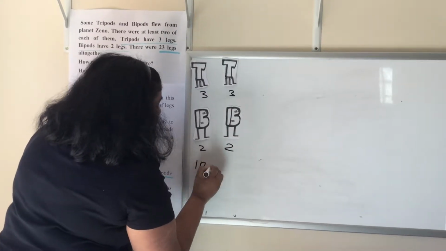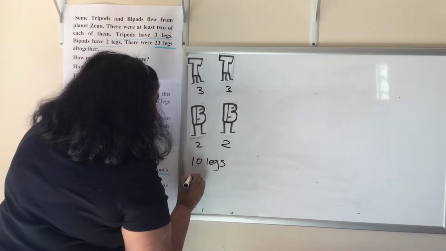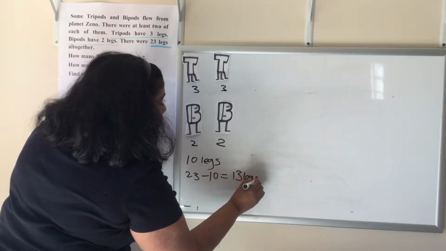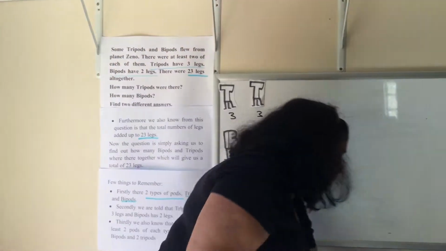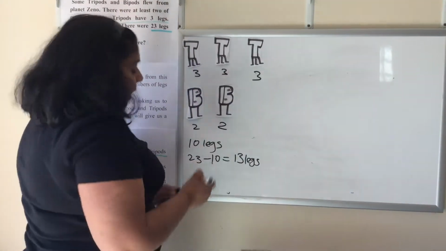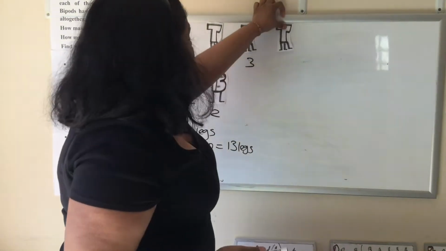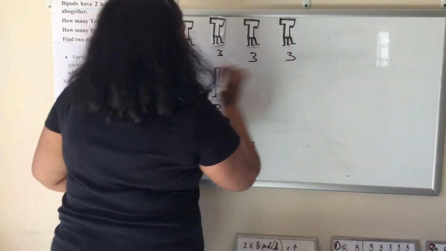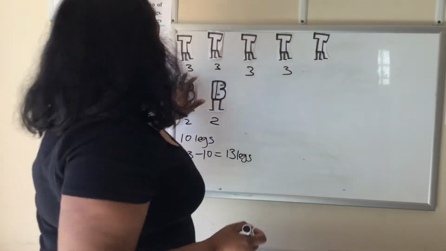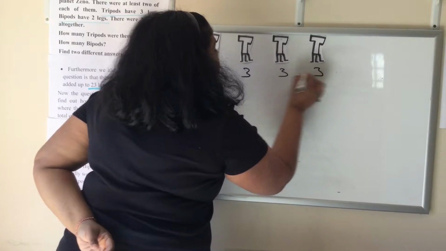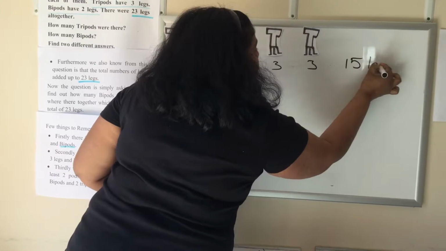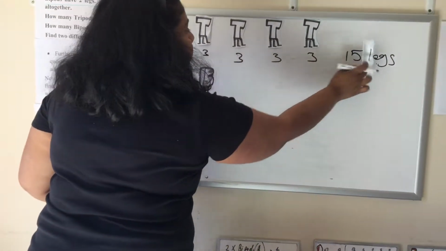So we still have our 10 legs, which we take away from our 23 legs, which leaves 13 legs in total now. Okay, so let's add on another tripod, which will be 13 altogether now. And if I add on another one, 13 plus 3 will be 16. So we have 16 altogether now. And if I add one more, we have altogether 15 legs in the tripods. So we have 5 tripods with 15 legs.